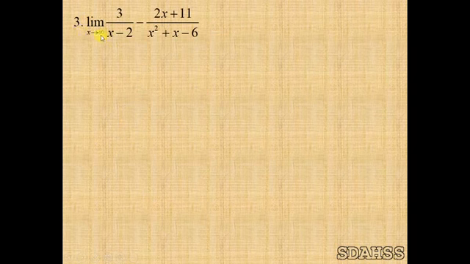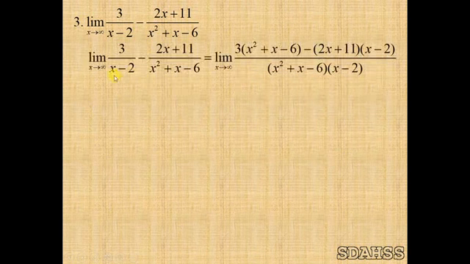Third sum: limit x tends to infinity of 3 by (x minus 2) minus (2x plus 11) divided by (x square plus x minus 6). Now take the LCM, because the denominators are not the same. The LCM is (x square plus x minus 6) into (x minus 2). Then cross multiply. So you have 3 into (x square plus x minus 6) minus (2x plus 11) into (x minus 2).